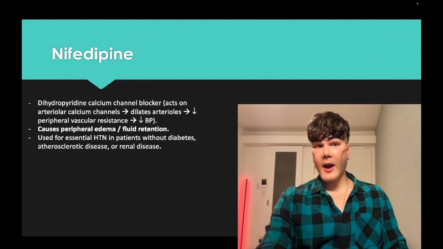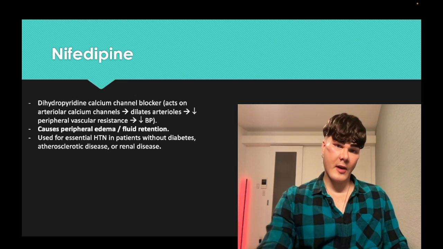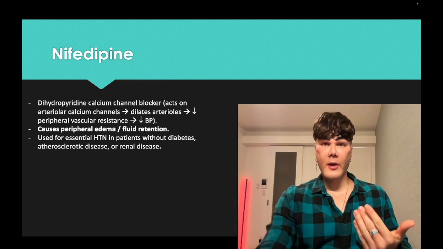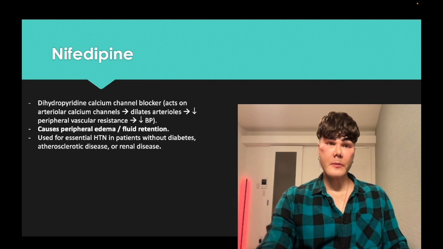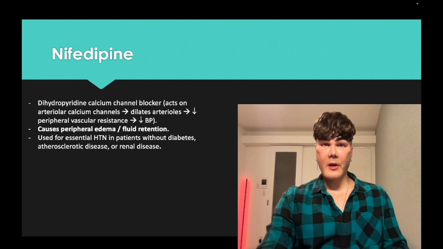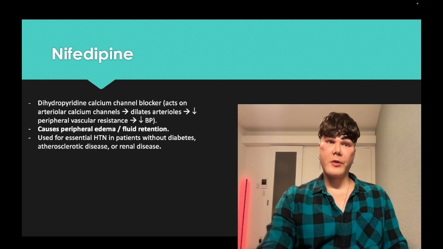Now, nifedipine, the dihydropyridine calcium channel blocker, is going to dilate arterioles, decrease peripheral vascular resistance, and decrease blood pressure. And then in terms of physiology, heart rate would go up to compensate. And unlike verapamil, which causes constipation, nifedipine and amlodipine cause peripheral edema.